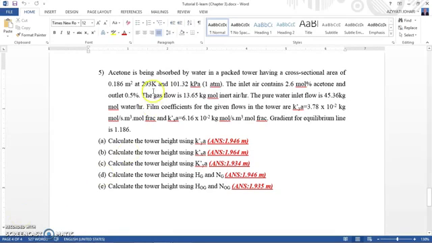Hi everyone, today we are going to learn one case study from gas absorption process, which is packed absorption column. Acetone is being absorbed by water in a packed tower having a cross-sectional area of 0.186 meters square at 293 K and 101.32 kPa.